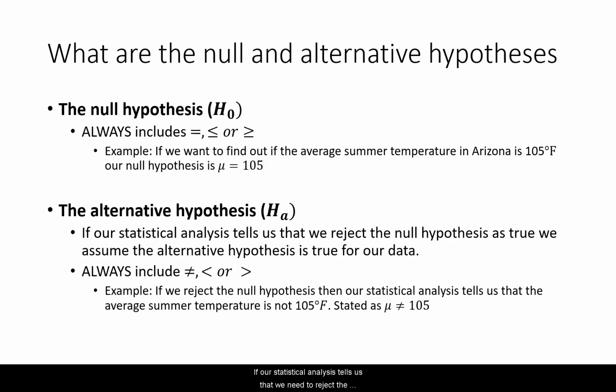The alternate hypothesis is the opposite of the null. If our statistical analysis tells us that we need to reject the null hypothesis, we assume that the alternative hypothesis is true for our data. The alternate hypothesis will always include the greater than or less than symbol or the not equal to sign. So in our same situation, if our null is mu is equal to 105, our alternate hypothesis is mu is not equal to 105.